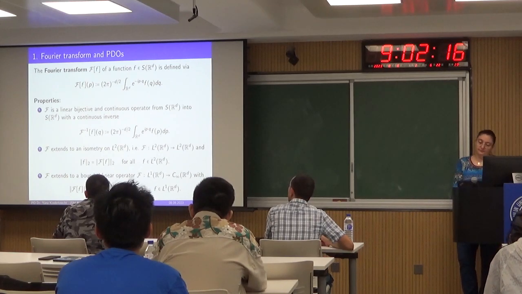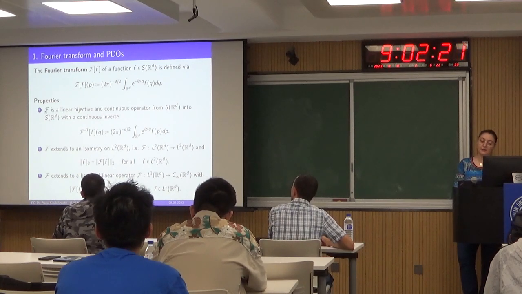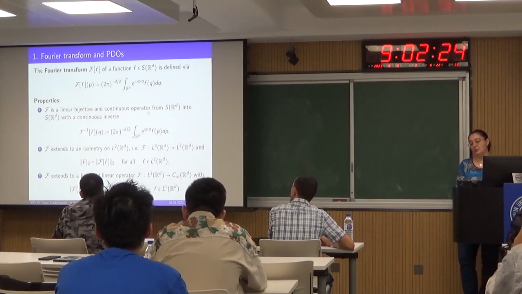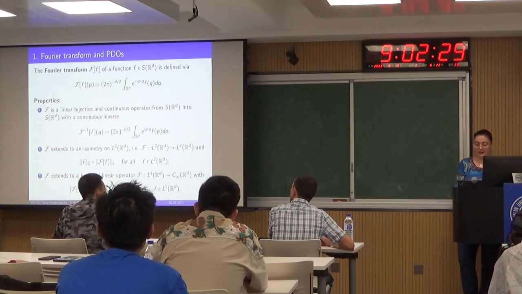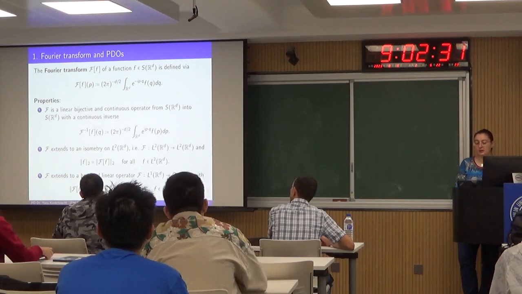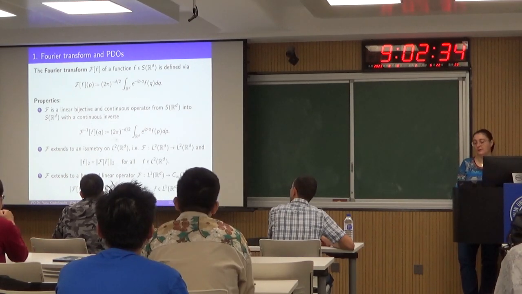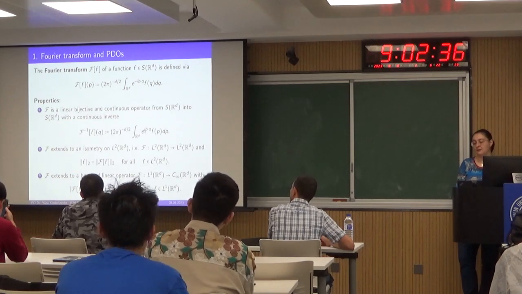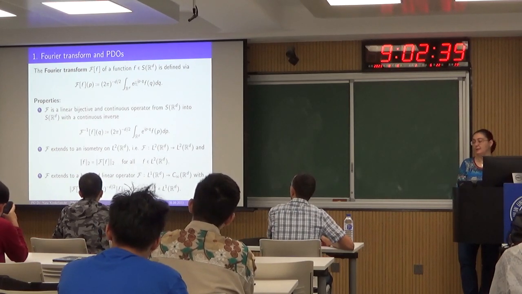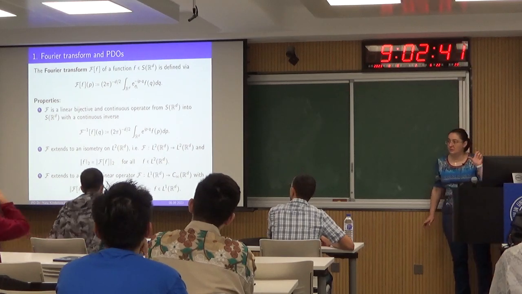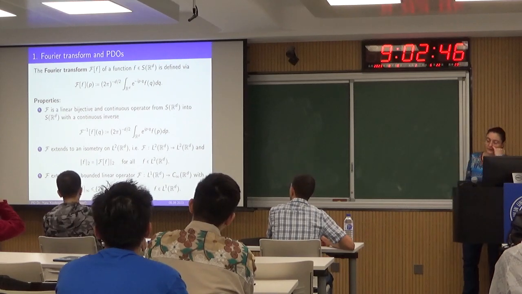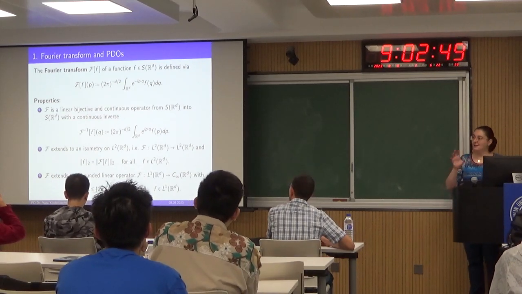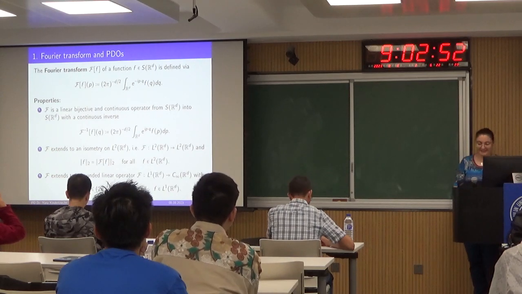Okay, and we define the Fourier transform by this formula on this space, and then it turns out that F is a linear bijective continuous operator from the Schwartz space into the Schwartz space again, and it has a continuous inverse. The inverse Fourier transform is given by the same formula. The only difference is that here we have plus instead of minus. That's all the difference between direct and inverse Fourier transform on the Schwartz space. Again, my slides will be available, so don't worry.